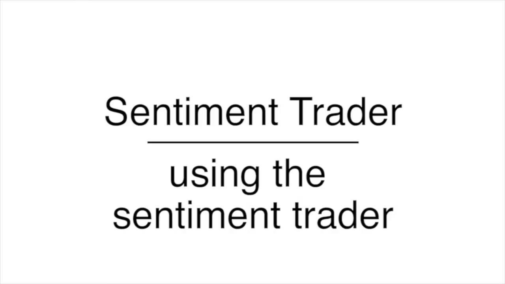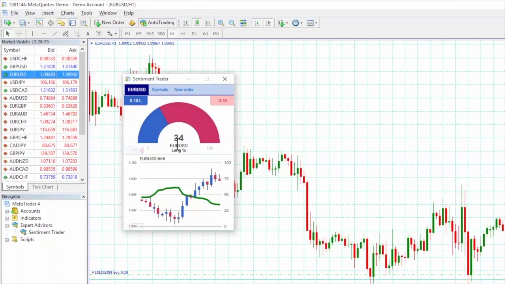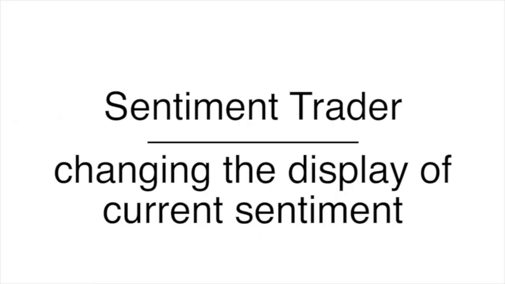Using the Sentiment Trader. The Sentiment Trader shows the current long-short sentiment and a chart of historic sentiment plotted against price action. In this example, sentiment has risen over 50% before falling back to 34%, i.e., a majority of traders have been short euro-dollar.